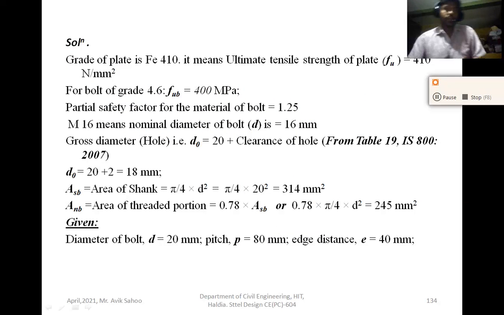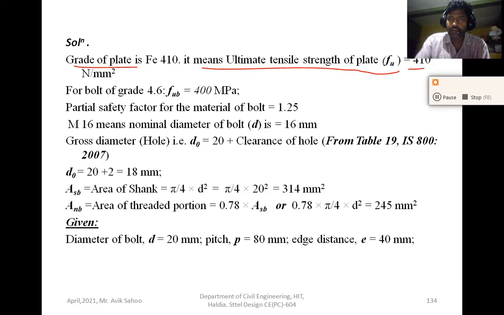Now first we determine the strength of the bolt. First we find out the design strength of the bolt. The grade of plate given is Fe 410, it means the ultimate tensile strength of the plate is 410 MPa. For bolt of grade 4.6, the ultimate tensile strength of the bolt is 400 MPa. Partial safety factor for the material of bolt: so bolt factor of safety is how much? 1.25 from the table 5.